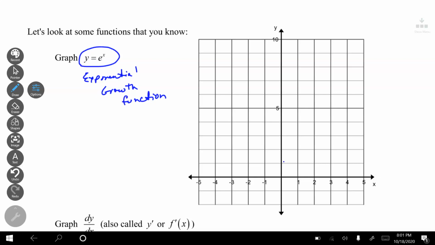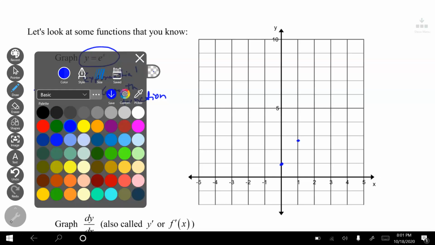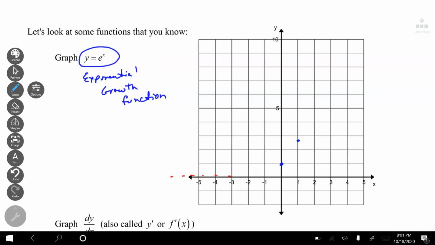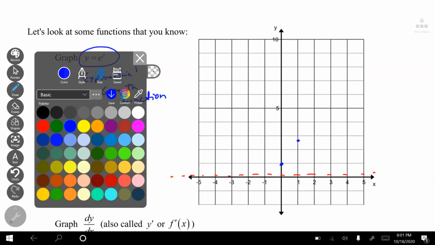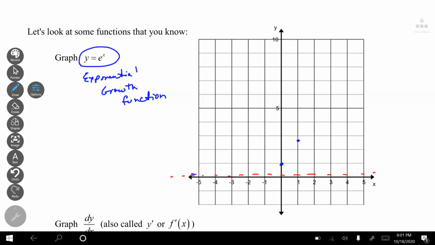If you remember this, so if I plug in 0, I get 1. I plug in 1, I get e. And this graph has a horizontal asymptote like this. So the graph kind of looks like this, gets very close to the x-axis and kind of grows like this. That is what e to the x looks like as a graph.